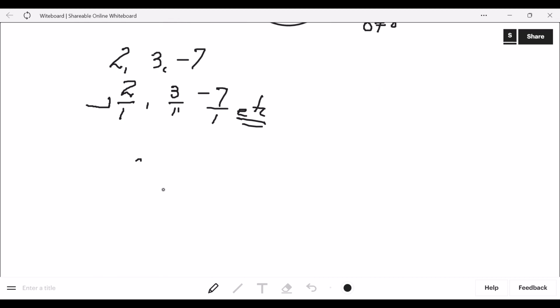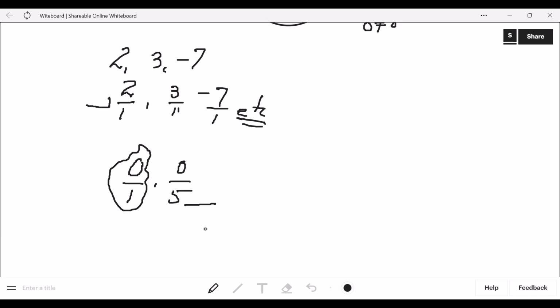What about 0? 0 can be written as 0 by 1, 0 by 5, right? So 0 can be expressed as a fraction with a non-zero denominator. Therefore, 0 is also a rational number. 0 is also a rational number.